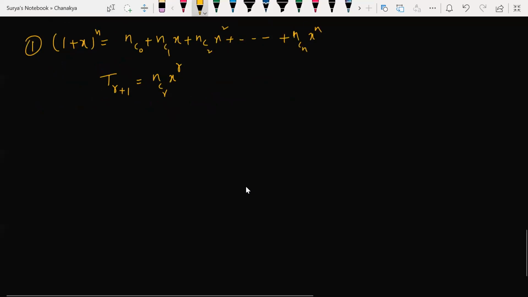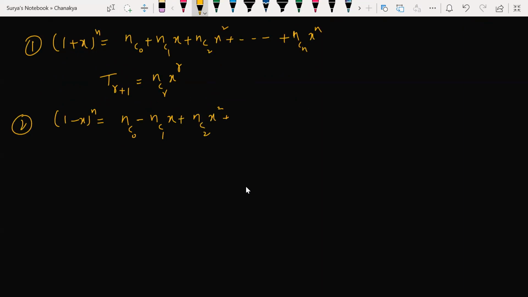Now the second thing, (1 - x)^n is equal to nC0 - nC1 x + nC2 x^2 - ... + (-1)^n nCn x^n. So T(r+1) is equal to (-1)^r nCr x^r.